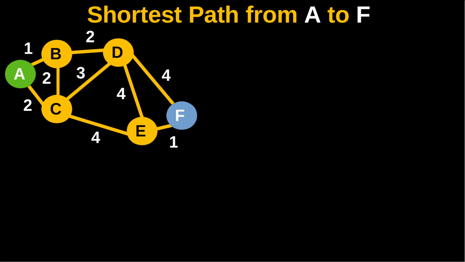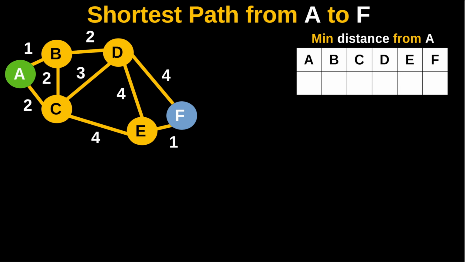First, we have to set up several data structures for this algorithm. We would need an array or hash map to store the minimum distance from every node on the graph to the source node. The source node here is A.